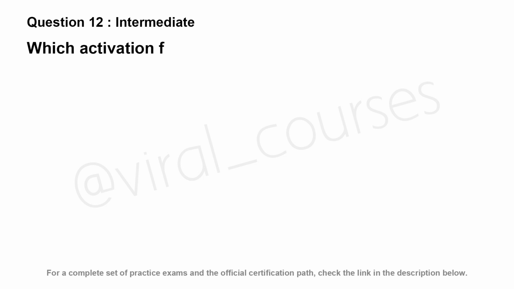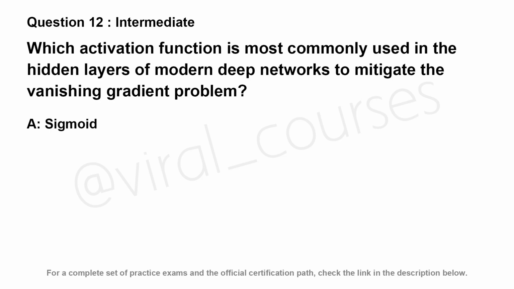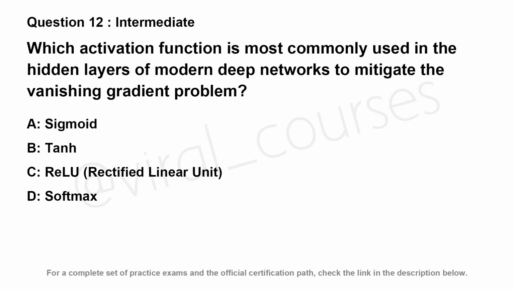Which activation function is most commonly used in the hidden layers of modern deep networks to mitigate the vanishing gradient problem? Option A, sigmoid. Option B, tanh. Option C, ReLU, rectified linear unit. Option D, softmax.